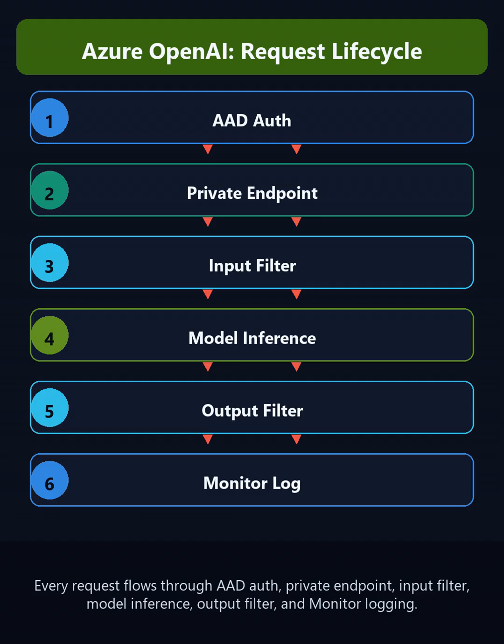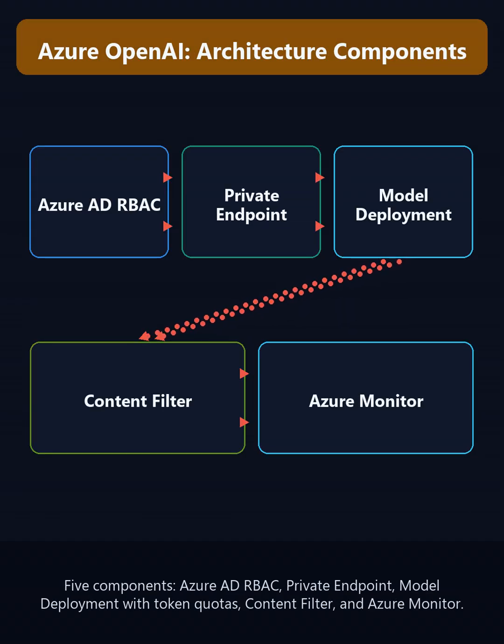Azure OpenAI has 5 architectural components. Azure AD and RBAC control which identities can call which deployments. Private endpoint keeps all traffic inside your virtual network with no public internet exposure. Model deployments are named instances of GPT-4o, O3 Mini, or embeddings with their own token quotas. Content filters apply input and output screening at 6 severity levels. Azure Monitor captures every request's token count, latency, and error for audit and cost allocation.